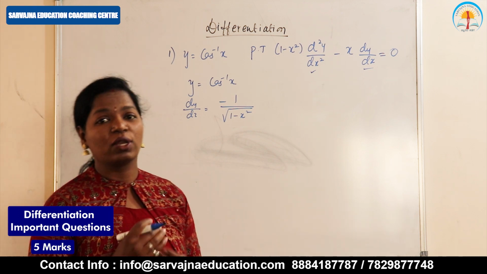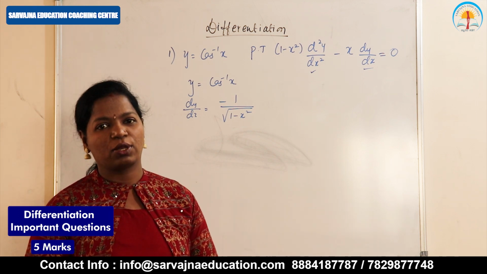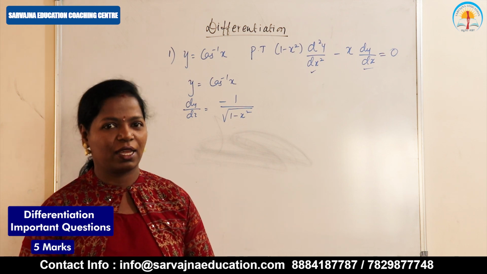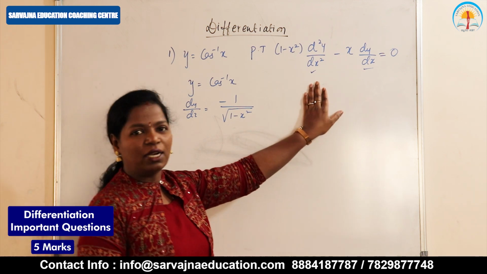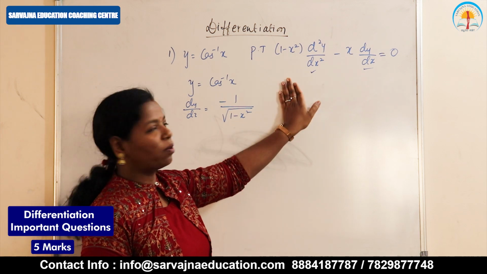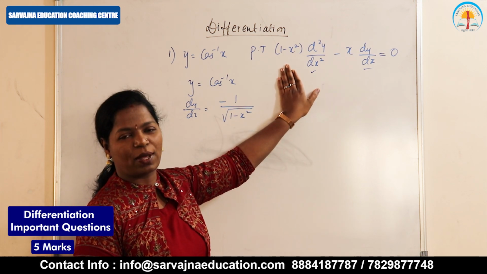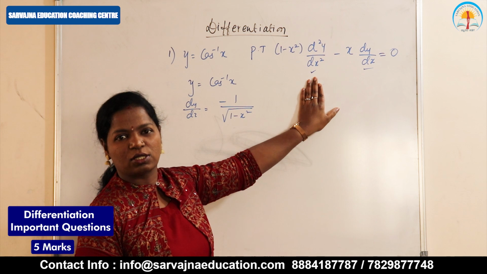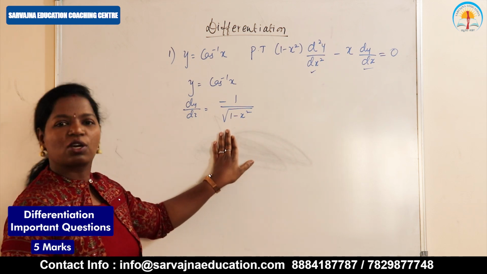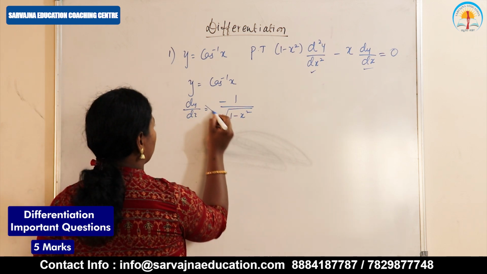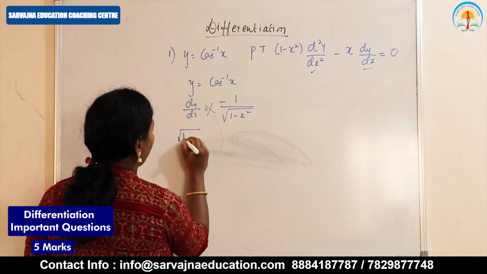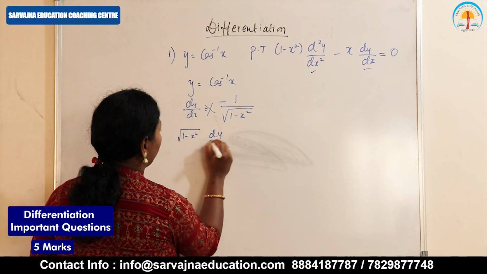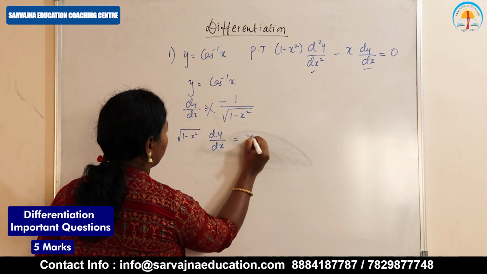So before starting the differentiation, you have to cross multiply. Because I should get d square y by dx square, and before d square y by dx square, I should have a 1 minus x square. To get this, I have to cross multiply. There will be root 1 minus x square dy by dx is equal to minus 1.